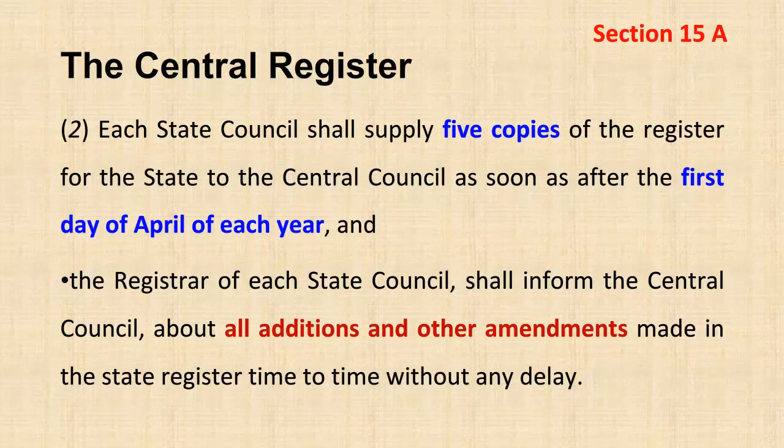Each state council shall supply 5 copies of the register for the state to the Central Council as soon as after the first day of April of each year, and the registrar of each state council shall inform the Central Council about all additions and other amendments made in the state register from time to time without any delay.